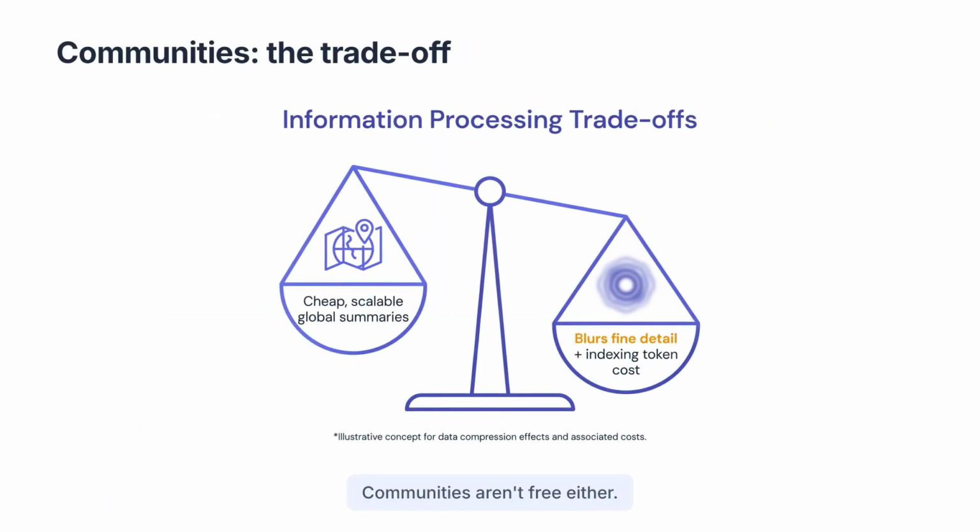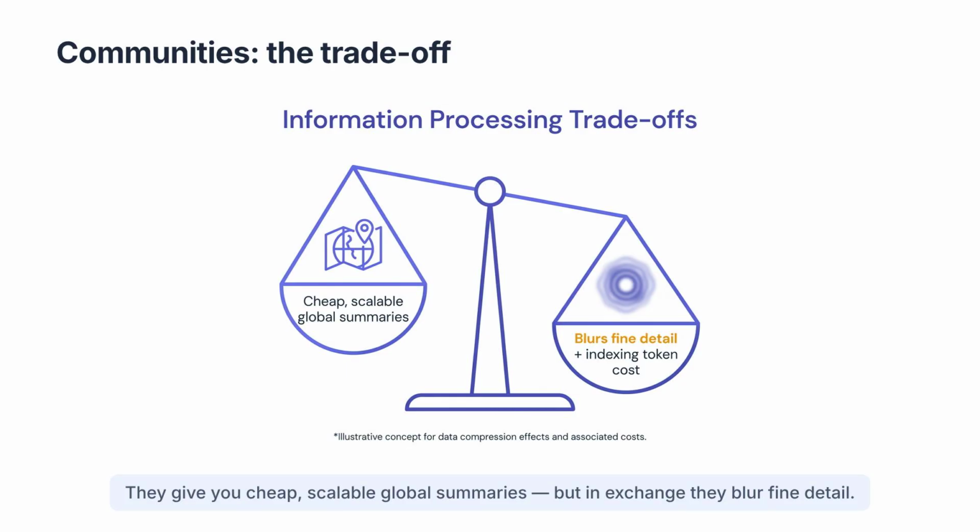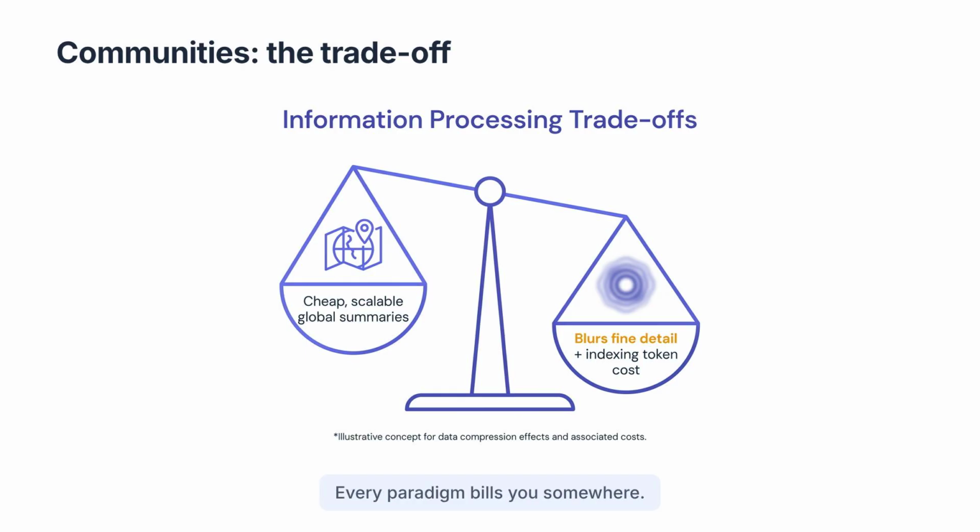Communities aren't free either. They give you cheap, scalable global summaries, but in exchange they blur fine detail. A summary is a summary, it smooths over the specifics. And building that multi-level hierarchy costs more tokens up front than flat triples. Every paradigm bills you somewhere.